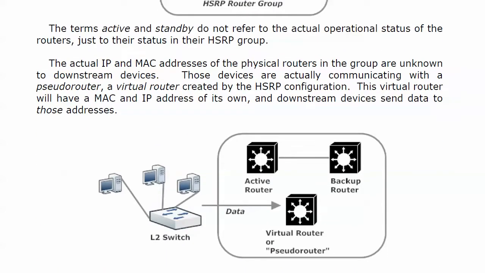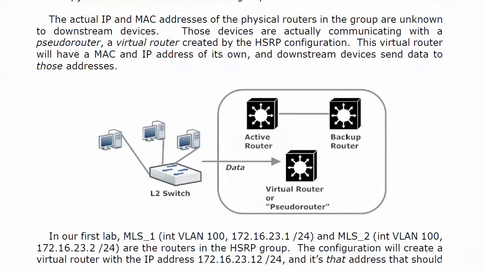Here's actually what we're doing with HSRP. The actual IP and MAC addresses of the physical routers in the group are totally unknown to downstream devices, in this case our switch and a bunch of hosts connected to that switch. These devices are actually communicating with a router that does not exist, a pseudo router, or a more popular term, a virtual router, and that's going to be created by the HSRP configuration. This virtual router is going to have its own MAC address and an IP address that we assign it, and the downstream devices send data using those as the destination addresses. It's pretty cool stuff. So we're going to jump right in here with a lab.